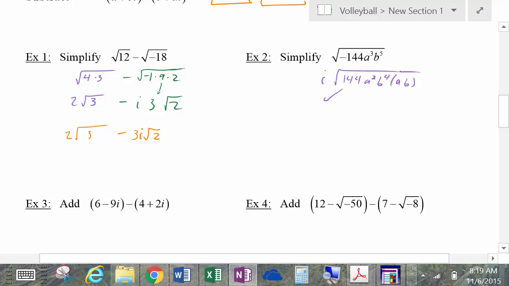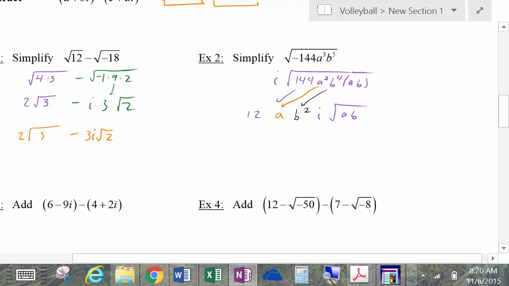Well, square root of 144 you said was 12. What's the square root of a squared? And b to the fourth? B squared. And then we have our i square root of ab. Alright, any questions?